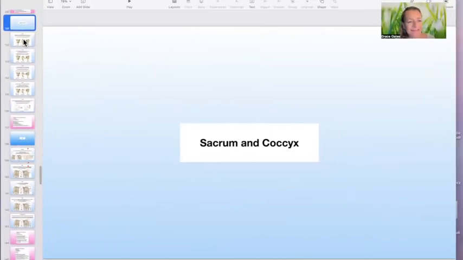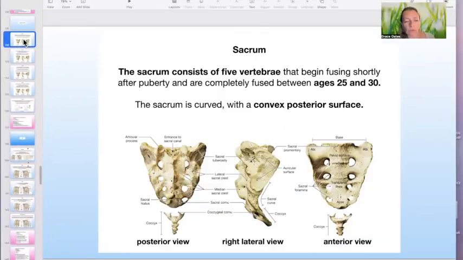The sacrum and coccyx, and we're done with the vertebral column. Okay, the sacrum consists of 5 vertebrae that begin fusing shortly after puberty and are completely fused between age 25 and 30. The sacrum is curved with a convex posterior surface. In other words, it curves out. And we all know that your bum curves out.